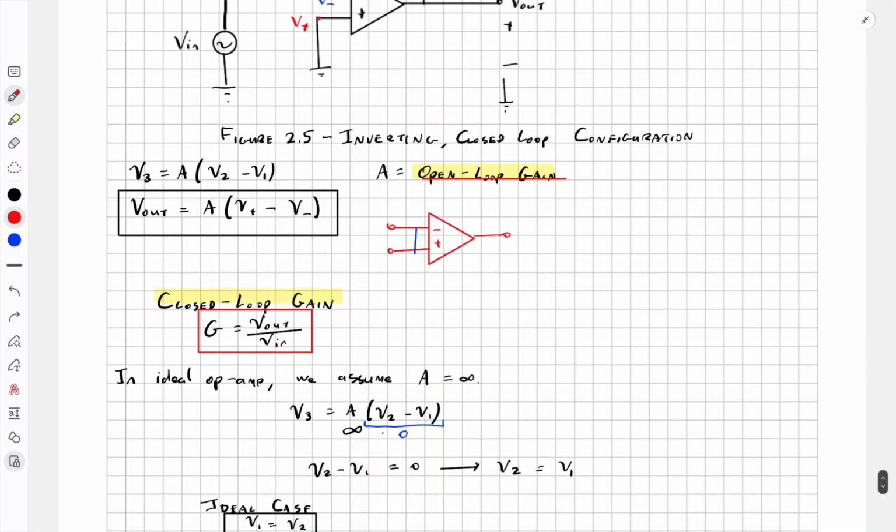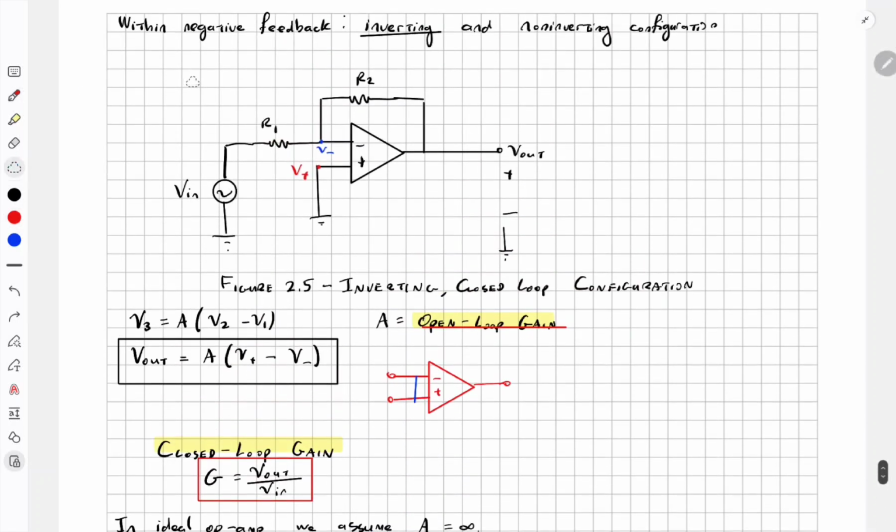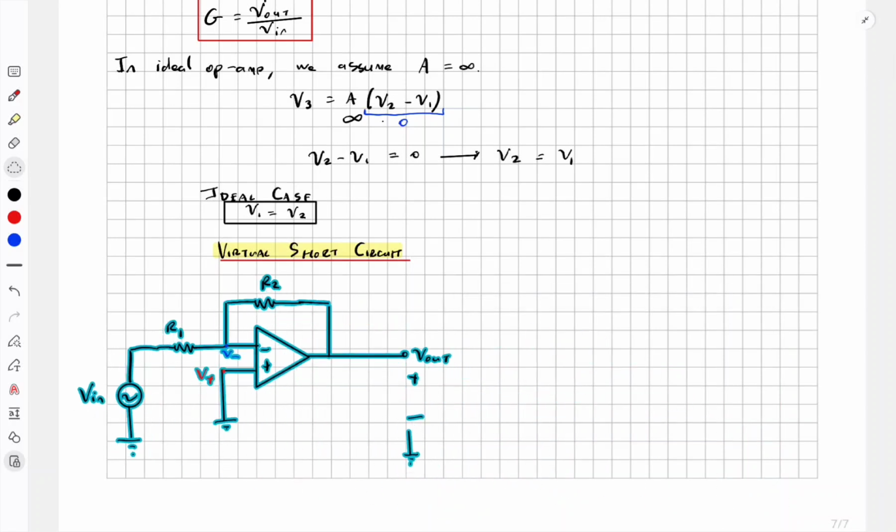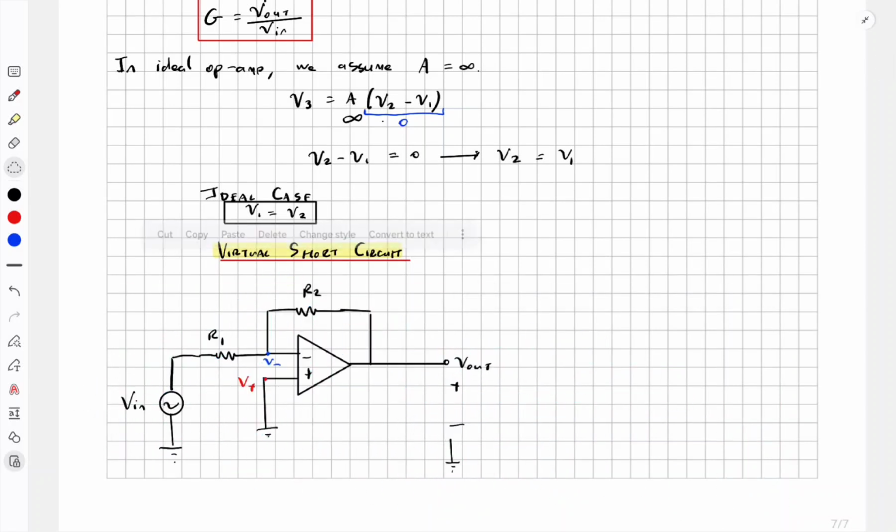Now, in the case of our whole entire inverting configuration op amp circuit, you can see that the positive terminal is connected to ground. So in this circuit, V plus is equal to V minus, which is equal to 0. The name for this is called virtual ground.